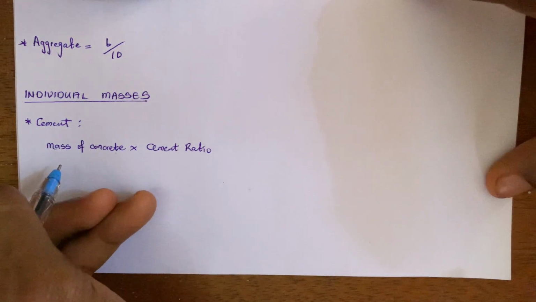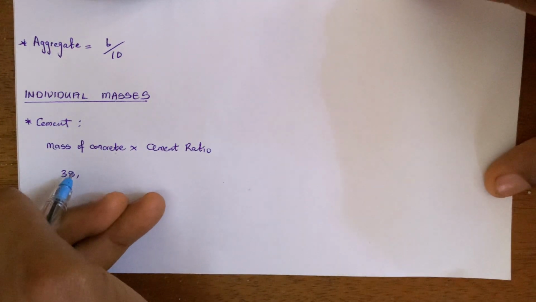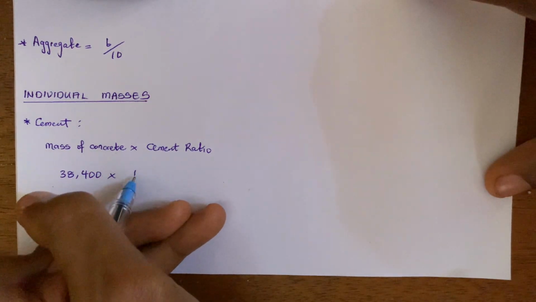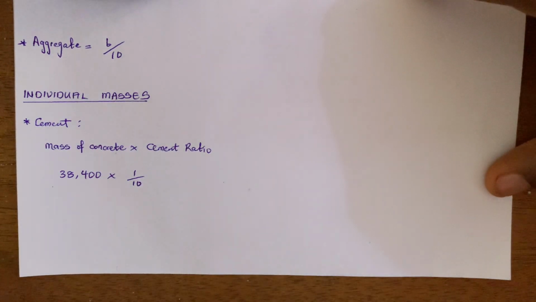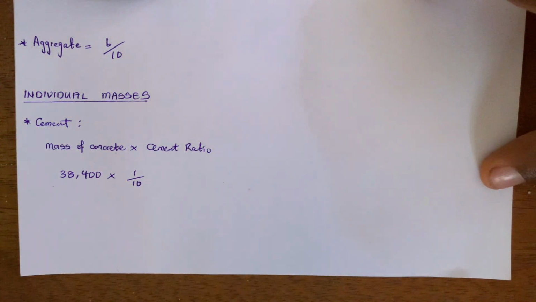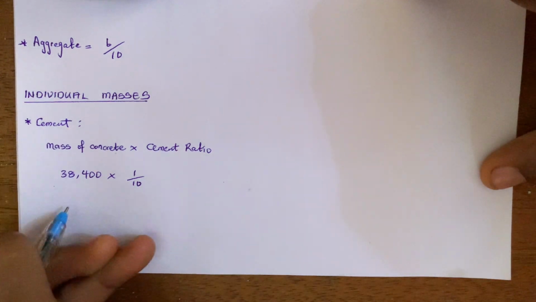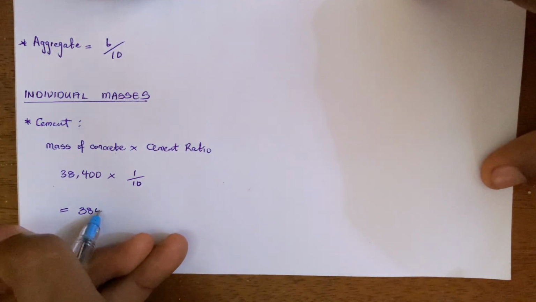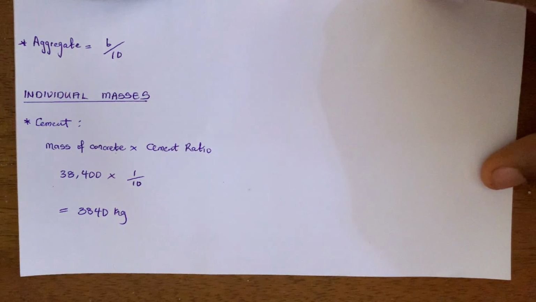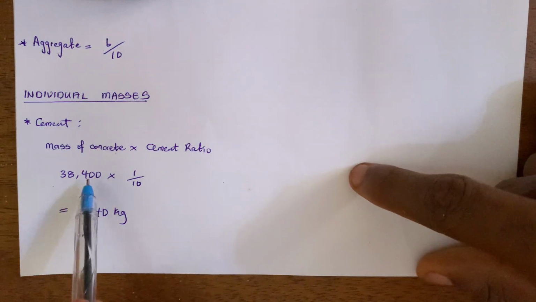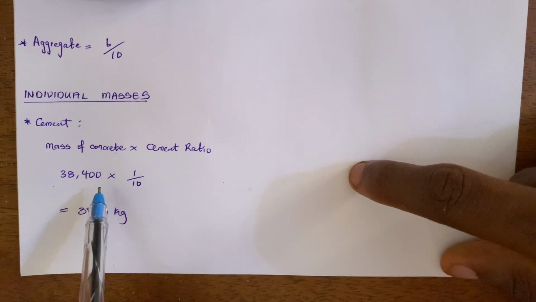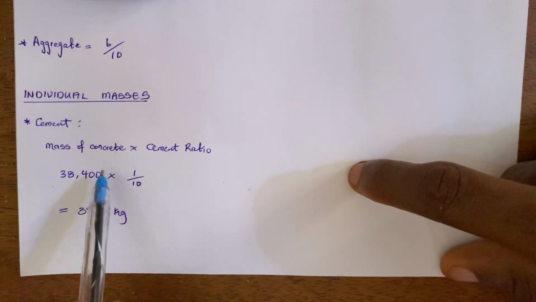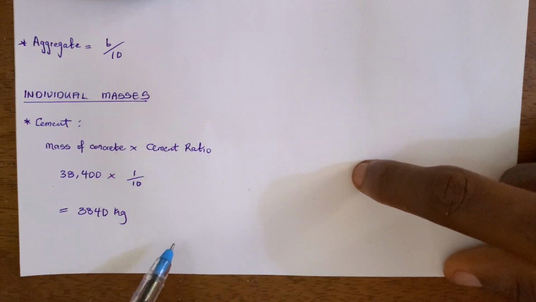So we know that we've calculated our mass of concrete as 38,400 kg. So we'll now multiply it by 1/10, which is the ratio of our cement. And when you do the arithmetic, we're going to be having 3,840 kg. So it means that for the total mass of our concrete, which is 38,400, cement is contributing 3,840 kg towards this our total mass of concrete.